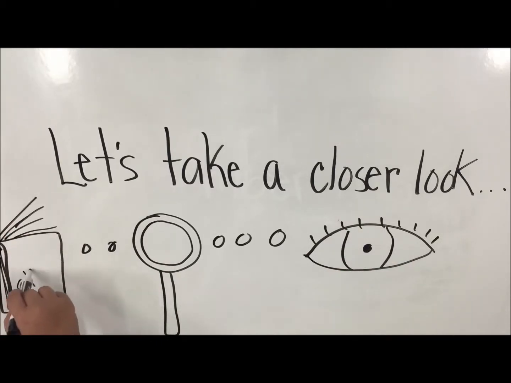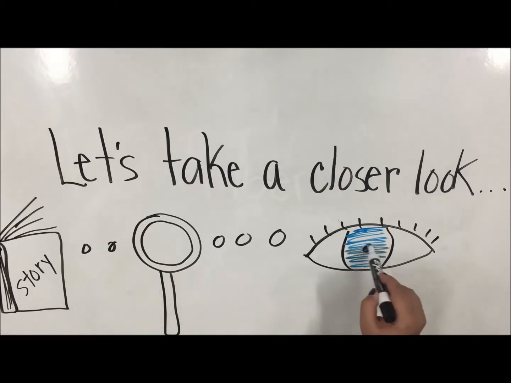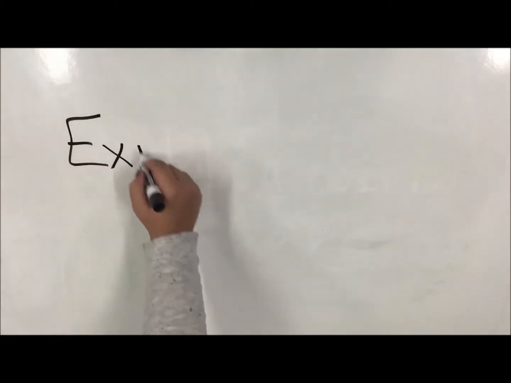A plot is an organized pattern or sequence of events that make up a story. Every plot is made up of a series of events.